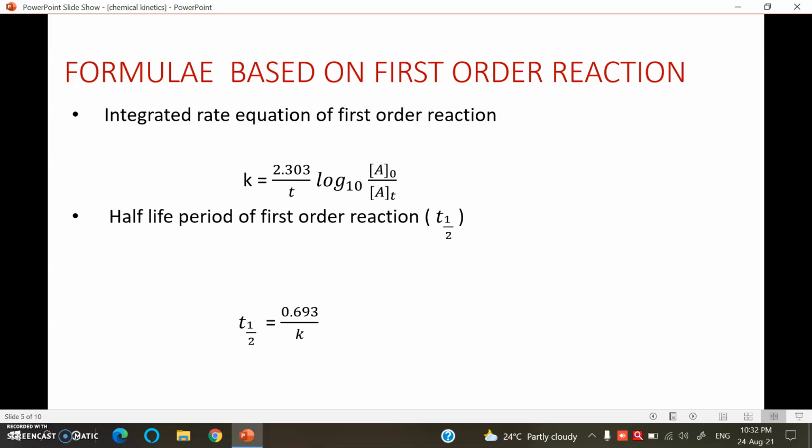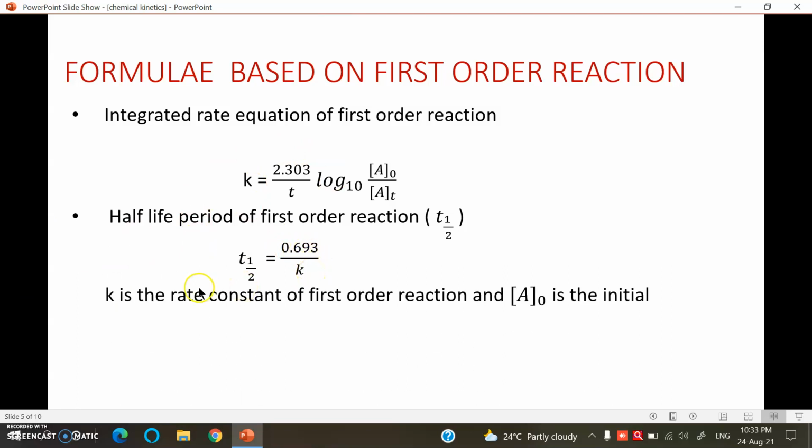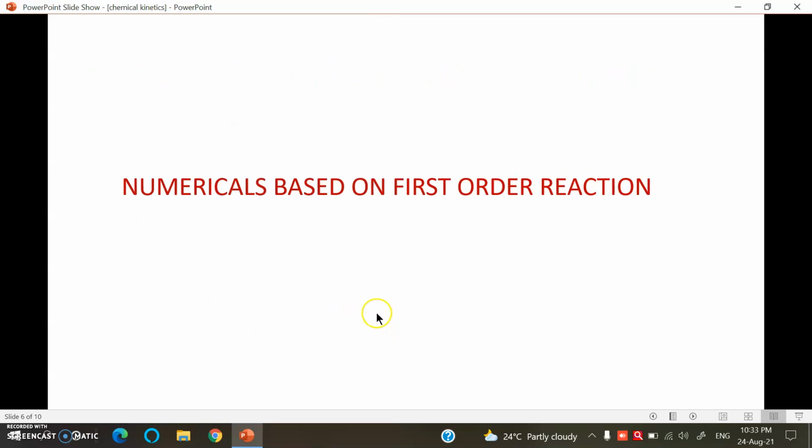Now, the half-life time of a first order reaction, T1/2, is equal to 0.693 divided by K, where K is the rate constant for the first order reaction. From the previous formula, the initial concentration is denoted as A0 and the concentration of reactant A after time T is the concentration of AT. Now let's study numericals based on first order reactions.